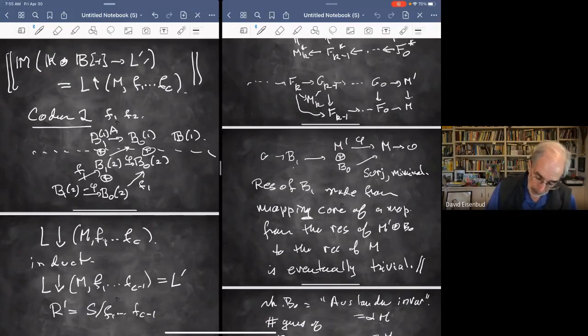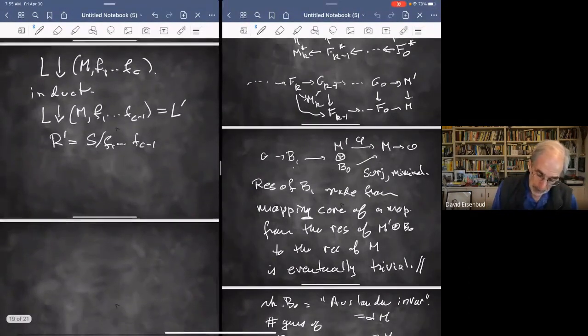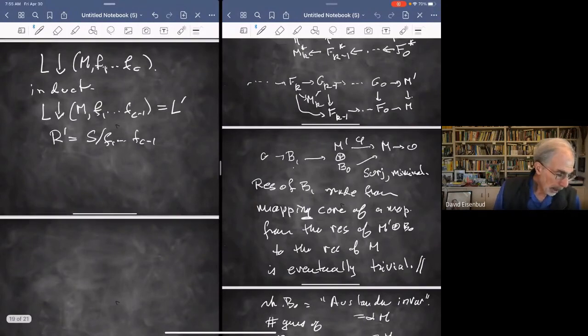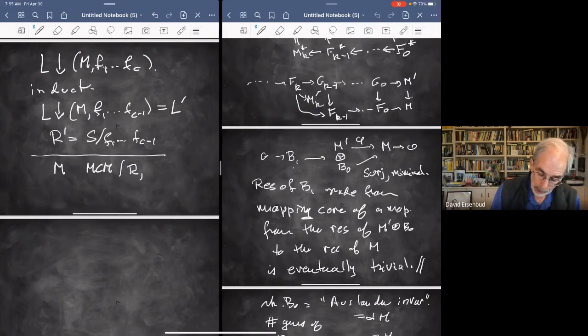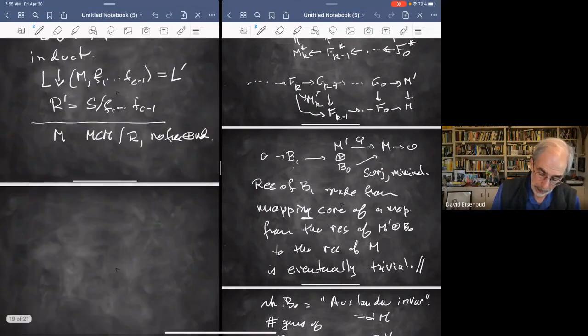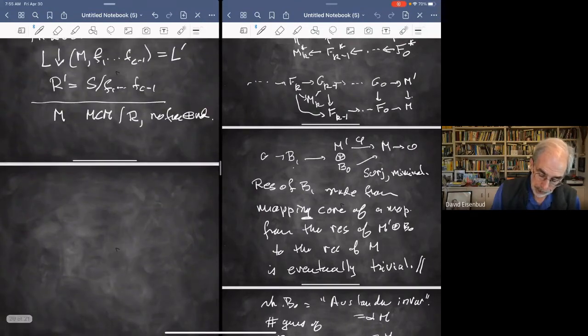And so I can make use of it. And now I use it again in the same style. So again, let's take M maximal Cohen-Macaulay over R, no free summand, and M prime, the approximation, with the approximation sequence again. So M prime plus B0, B1, the approximation sequence.